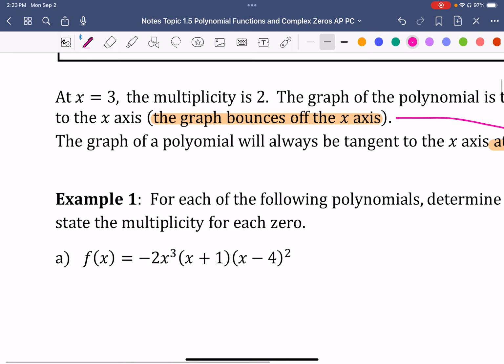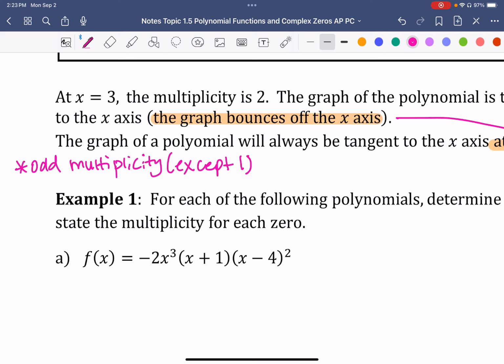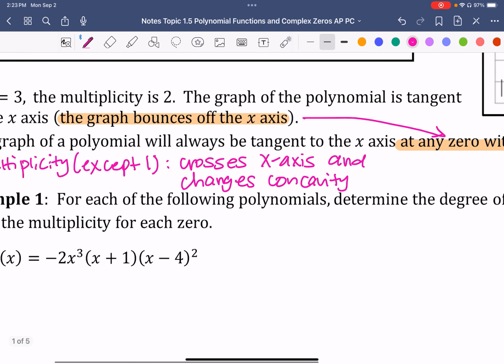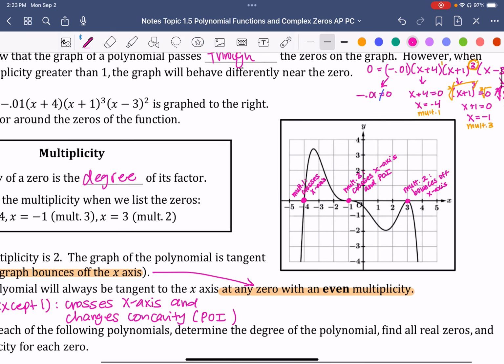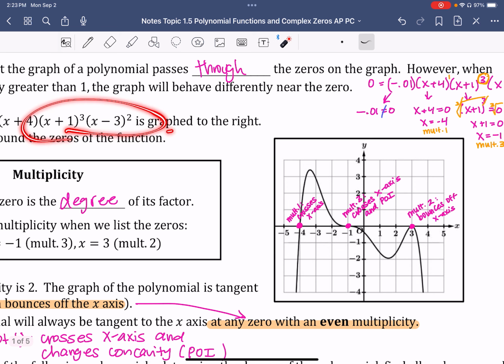Now for odd multiplicity, and this is going to exclude 1, so except 1, you're going to cross the x-axis and you're going to change concavity, meaning that that odd multiplicity will always result in a point of inflection, okay? So you can have degree of 3, 5, 7, 9, etc. Okay, so just as an example, let's say, again, remember this function was this graph.